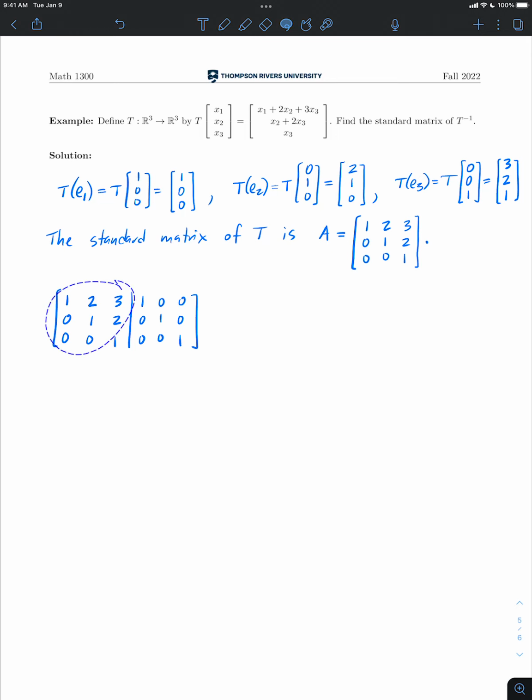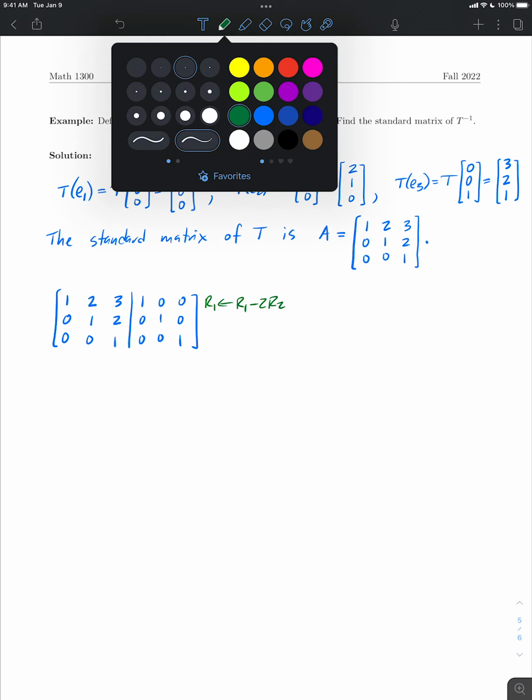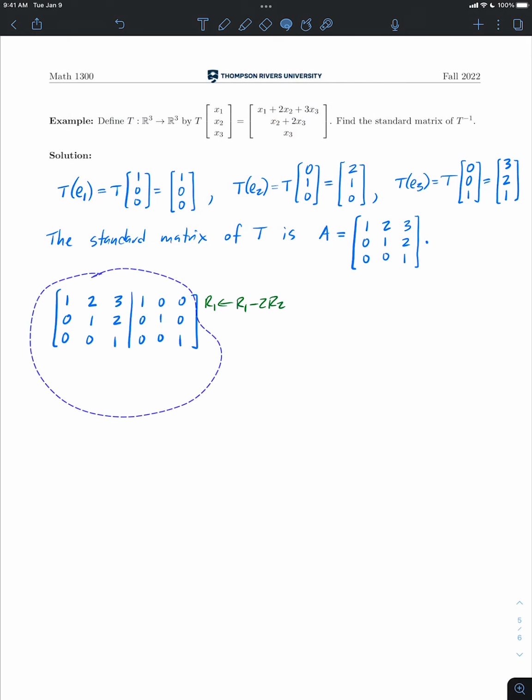So carry this to the identity, and then this will become A inverse. Okay, so what are we going to do here? Looks like the first column is already good. Let's figure out the second column. Let's subtract row 2 from row 1 twice. So that'll give us what? The first row is the only thing that's going to change.